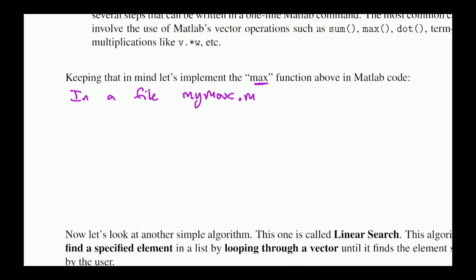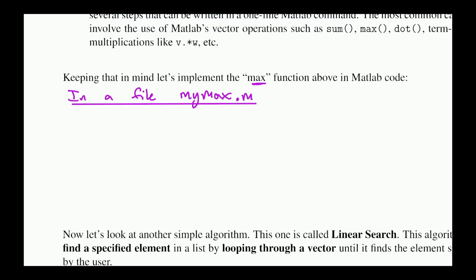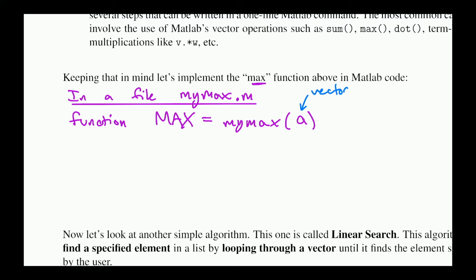Okay, so what do we do? First of all, we say function. We need an output. So I'm going to use capital M for the output. I guess I could use capital MAX. Actually, let's do that. Capital MAX equals. Then we have the function name, mymax, and then we need the input, and the input is A. So again, we know that the way this is going to go is that this is a vector, so it actually has a bunch of numbers in it, and that's our input.